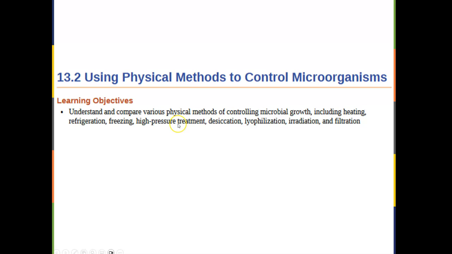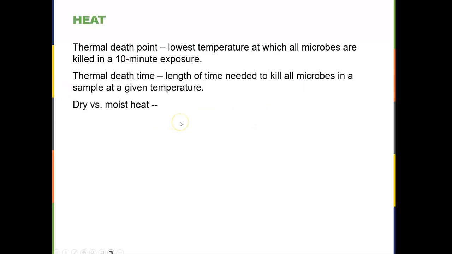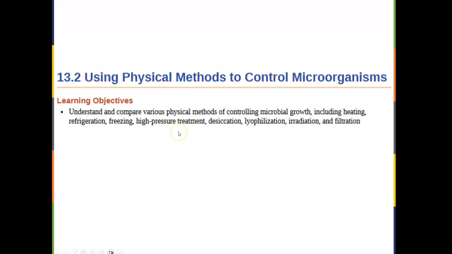Interesting. Okay, so let's talk about physical control methods. So we're going to talk about all of these. So, oops, wrong direction.